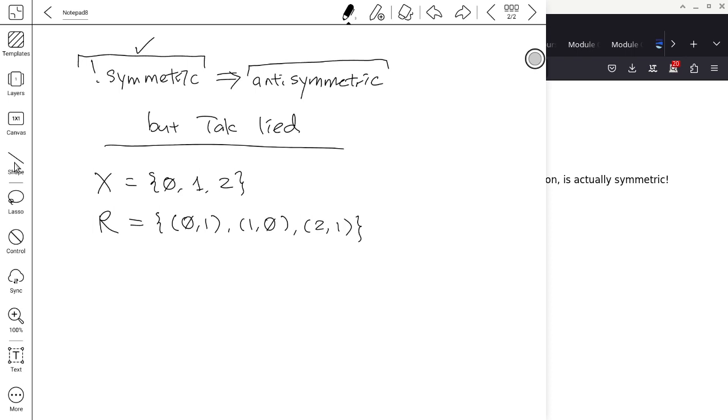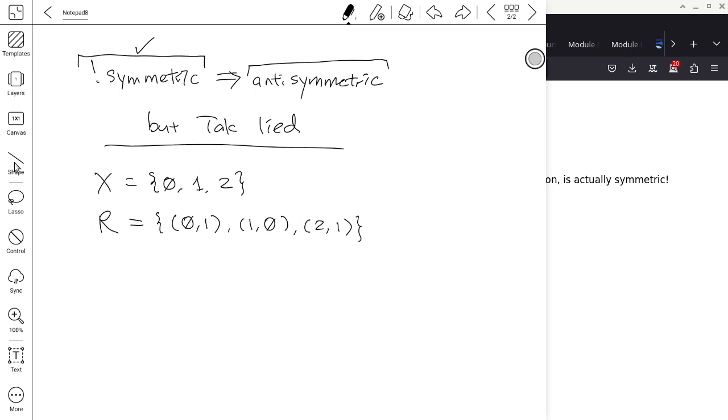In order for it to be symmetric, we have to look at every single tuple and say the mirror image of that tuple also needs to be in the set. So in this case, 0, 1 is fine because 1, 0 is here. But 2, 1 is not okay because 1, 2 is not here. Are we doing okay so far with this example that we know it is not symmetric? And yet, at the same time, it is not anti-symmetric. Why is it not anti-symmetric?